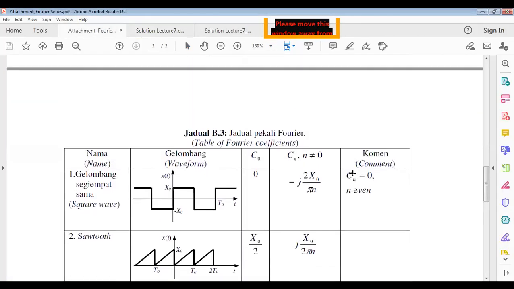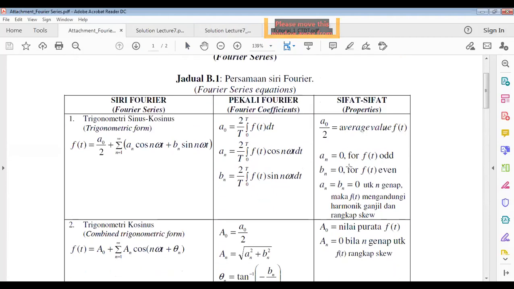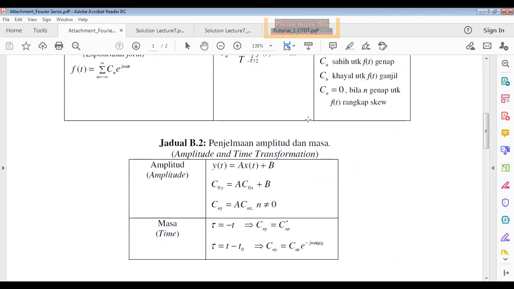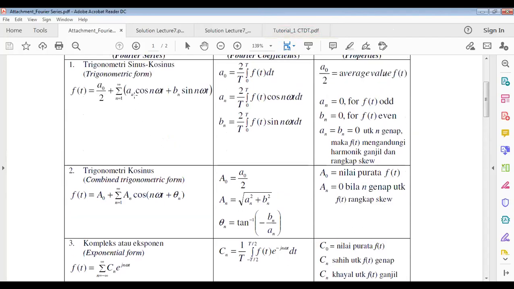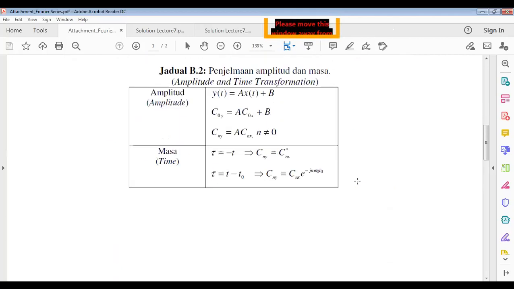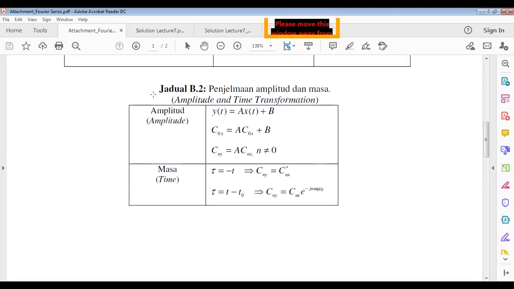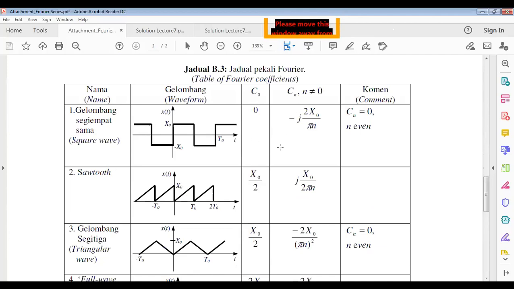Table B3, yeah. So this is in the Fourier series attachment I gave you in the classroom attachment. The first page is all the formulations related to what we have learned yesterday. This is the first type of Fourier series, the second type, trigonometric, and the third type, which is a complex exponential. And then we have Table B2, which we're going to learn today. And this is the table that I mentioned to you, where we have the Fourier coefficients for this waveform.